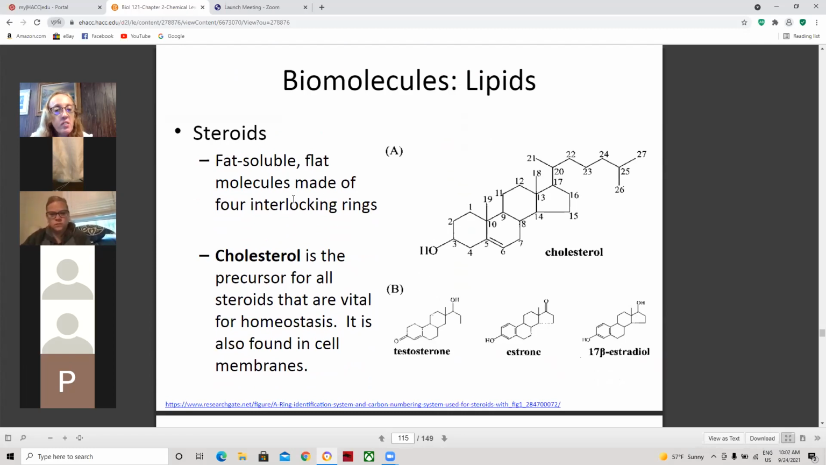Steroids are also lipids. These are fat-soluble, flat molecules that are made from 4 interlocking rings. This is your basic steroid molecule or your basic cholesterol molecule. But this 4-ring structure is a signature of all steroids because all steroids are made from cholesterol. Therefore, anytime that you see these 4 rings, such as in testosterone, and estrone and estradiol, they're all derivatives of cholesterol. So cholesterol is a precursor for all steroids. Okay.